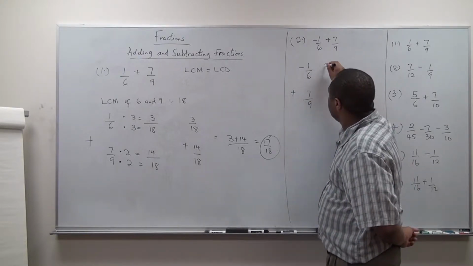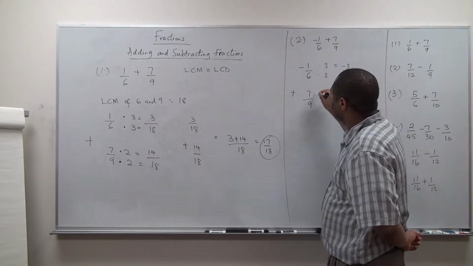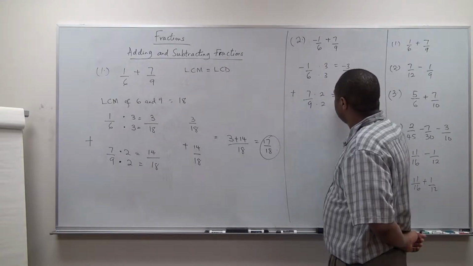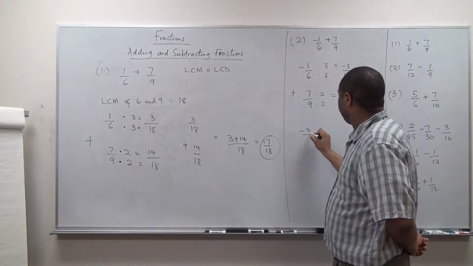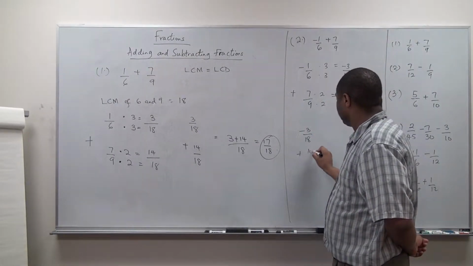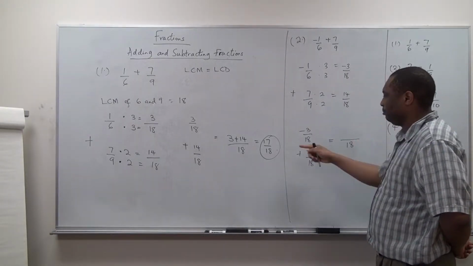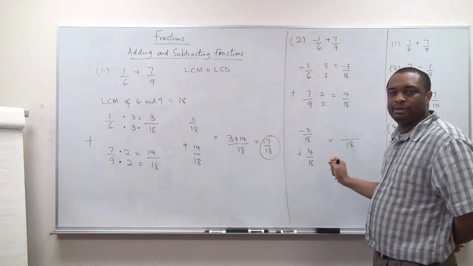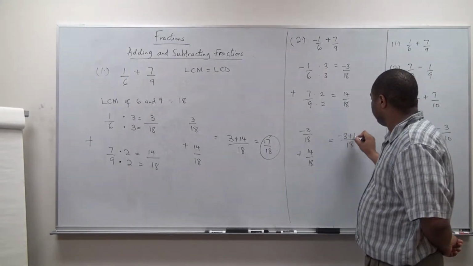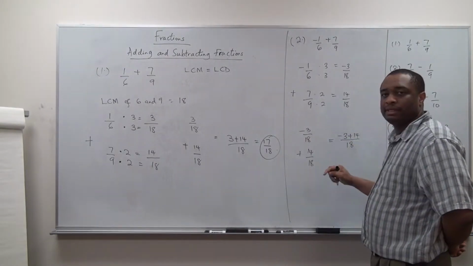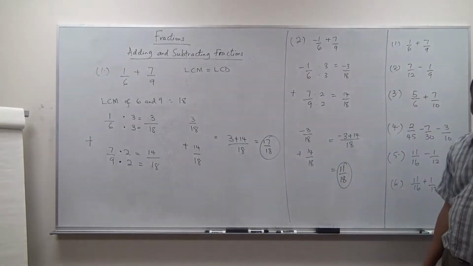And of course, we have times 3, times 3. This is now negative 3 over 18. This is times 2, times 2. This is now 14 over 18. So this will give us negative 3 over 18 plus 14 over 18. And that will give us, you bring down 18 because they have the same denominator, and you now work on their numerator. Negative 3 plus 14 gives you 11 over 18. And that becomes your answer.